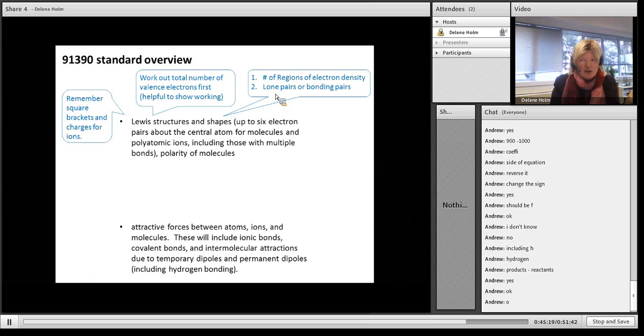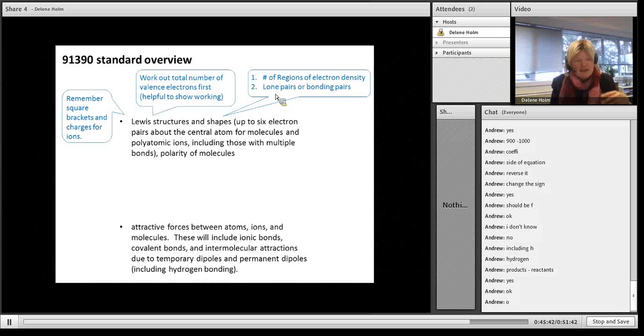So if you get asked, why is the shape different between IF3 and NF3? Don't just say IF3 has got 2 lone pairs of electrons and so will be different because nitrogen has only got 1 pair. That might give you an achieved, okay, perhaps, but it certainly won't give you merit or excellence.